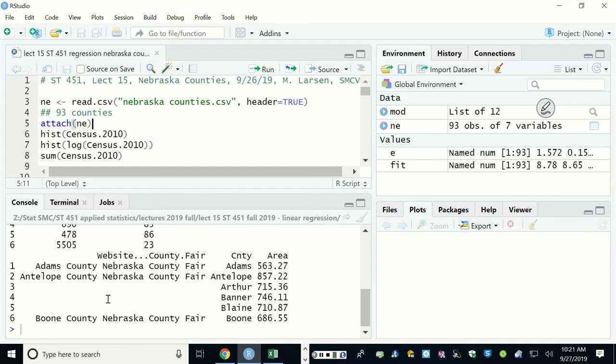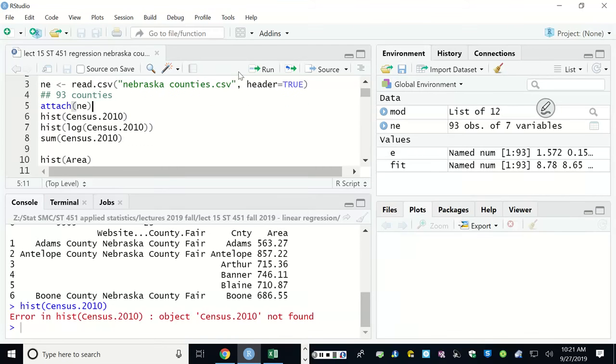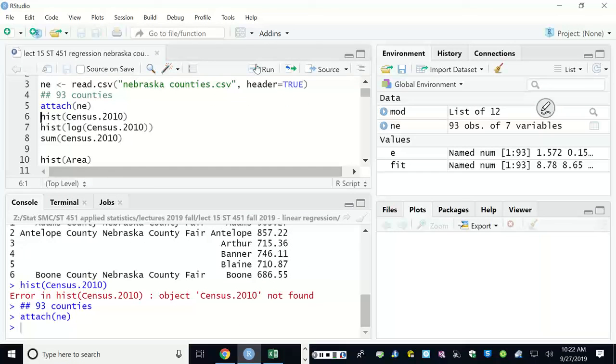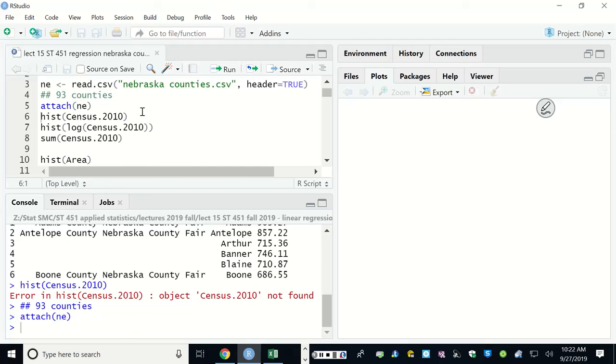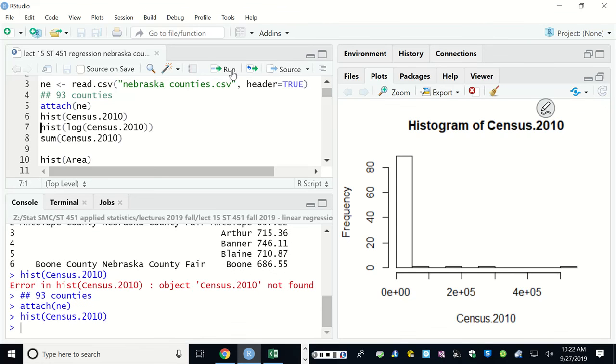Effectively, you could make that into an indicator: is there a separate county fair in that county or not? And then the county name again, and the area. I attached that so that we can use just the names. Let me make that big and pull this over a little bit. This is what the 2010 census looks like by county.